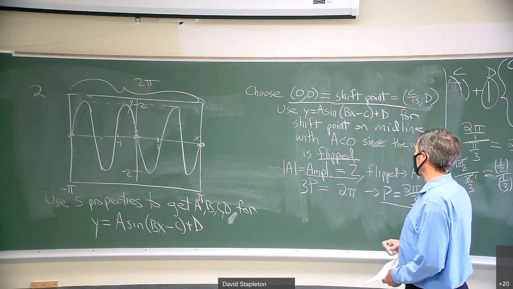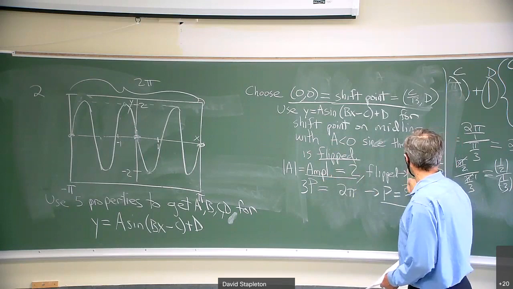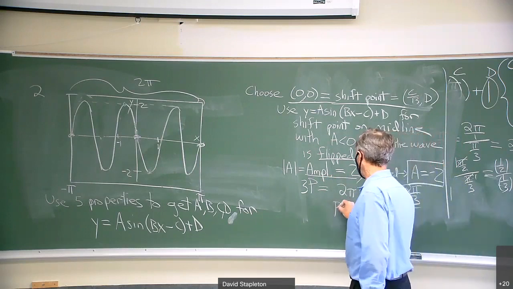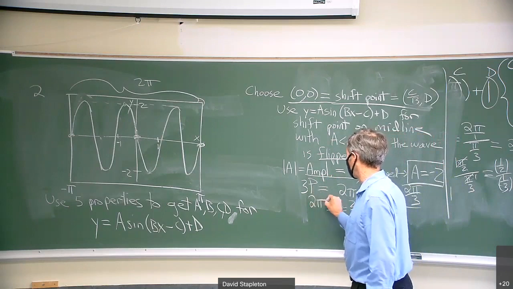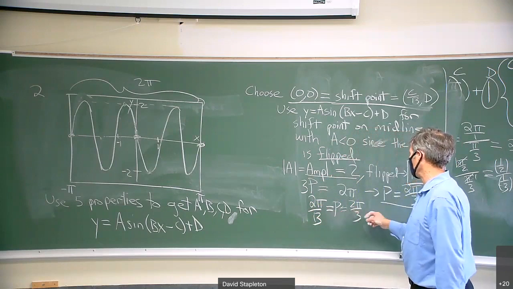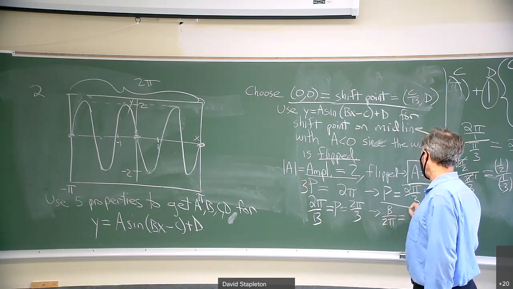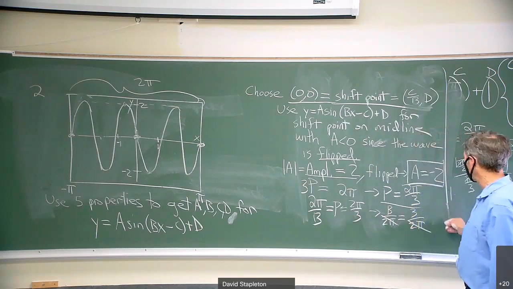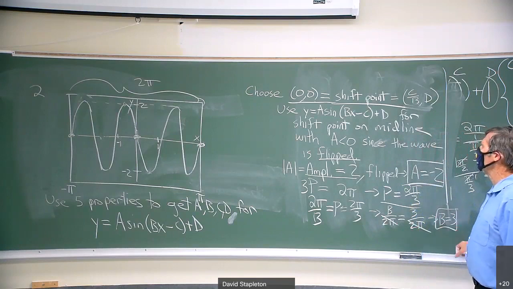All right, now I can get it, right? Because I look here, amplitude is 2, and it's flipped, so A is -2. That gives me A. The period is 2 pi over 3. But the period is also, recall, 2 pi over B for every sine wave. So if 2 pi over B equals 2 pi over 3, we can flip those and get B over 2 pi equals 3 over 2 pi, and then we can cancel the 1 over 2 pi on each side and say, oh, B equals 3, right? So there's A and B.